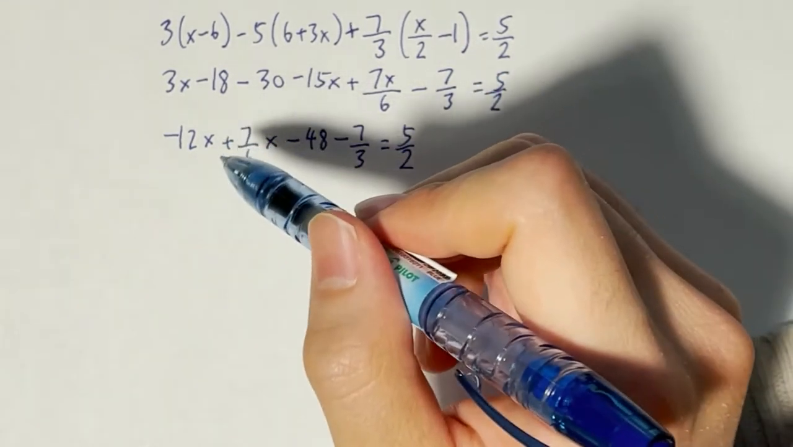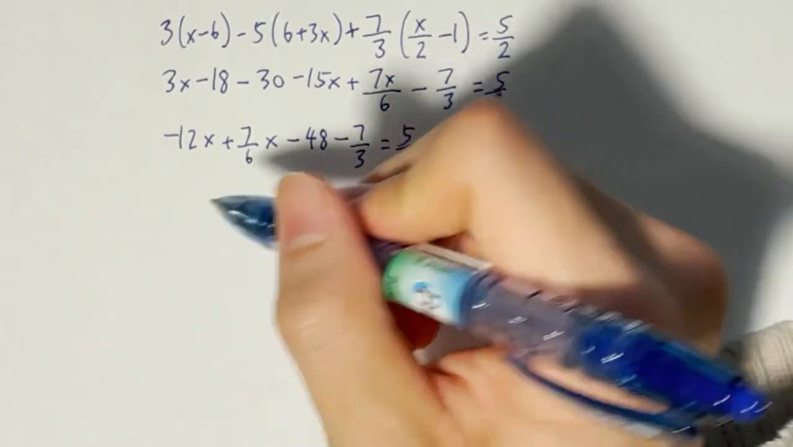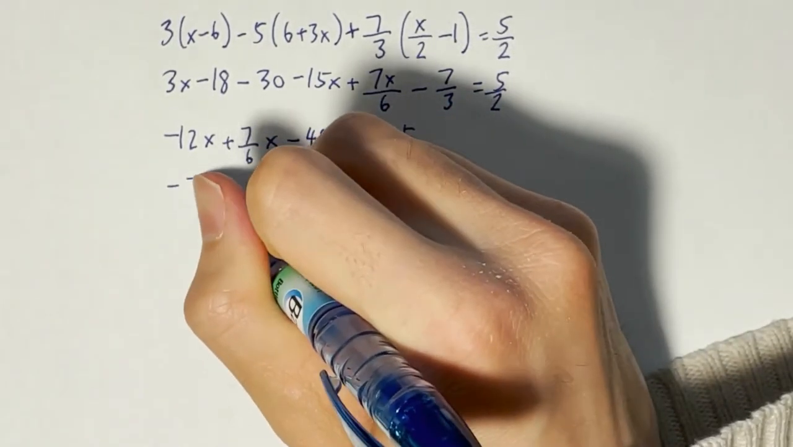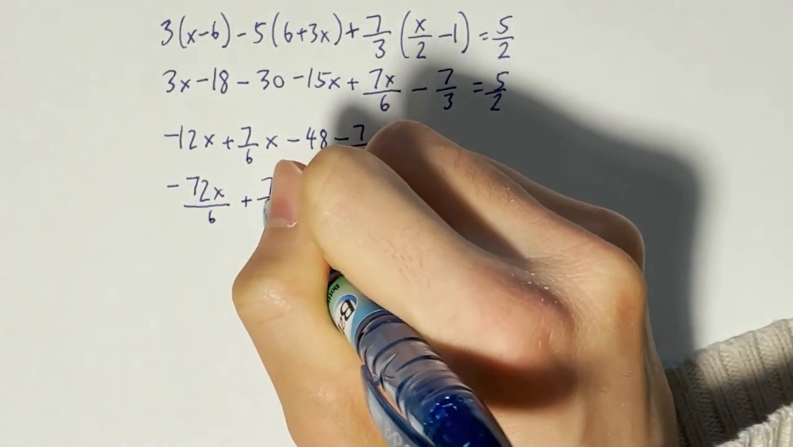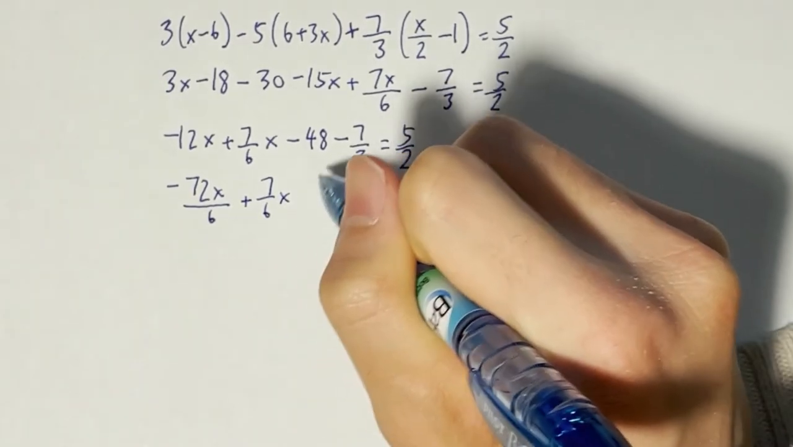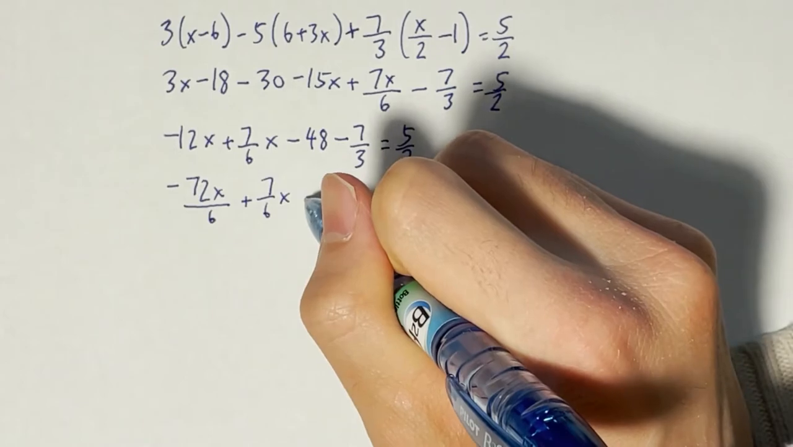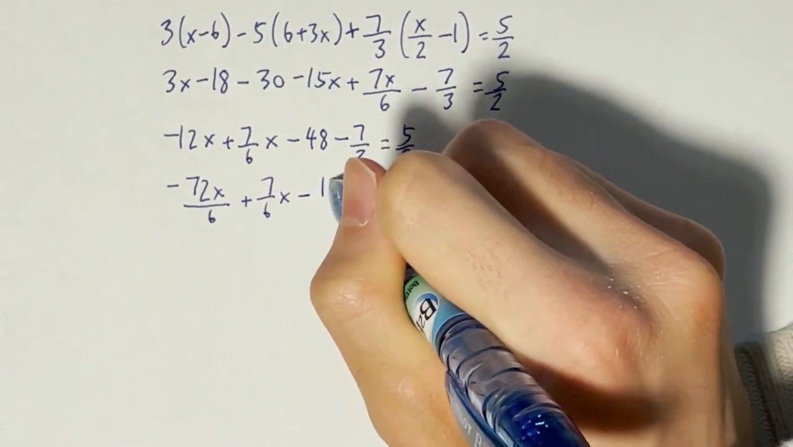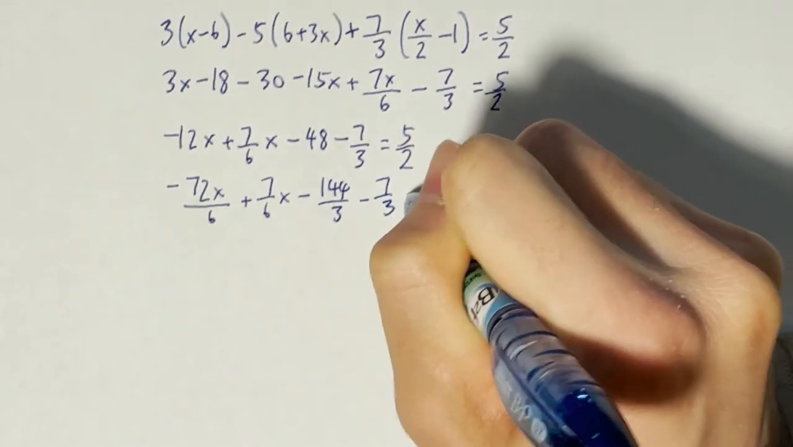Now we need to further combine the like terms. These terms both have x, so I will bring them to a common denominator first. So we'll have minus 72x over 6 plus 7/6 x. And again, these two terms are both constants, so we need to bring them to a common denominator. So I have minus 144 over 3 minus 7 over 3 equals 5/2.